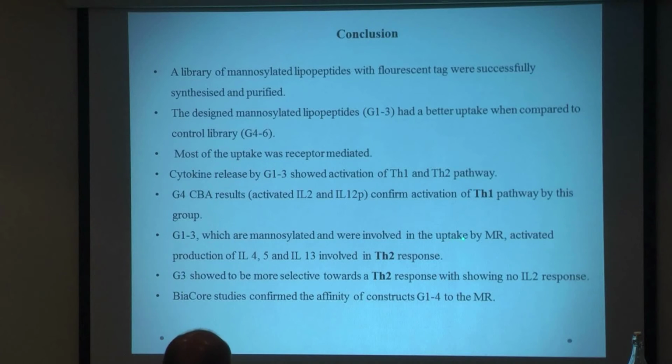I'm discussing that this is probably through the mannose receptor, and these ones showed the best binding affinity when I did the in vitro studies. Group 3 showed the most selectivity toward a T helper 2 response, with no IL-2 response. And Biacore studies confirm an affinity of constructs 1 to 4 to the mannose receptor. Thank you very much.